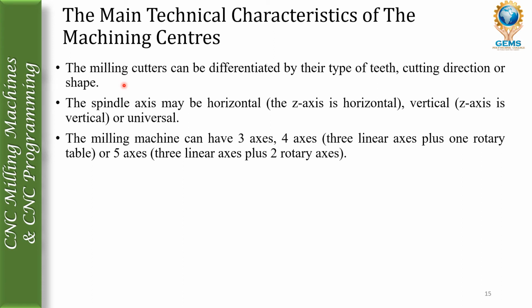And the milling machine can have 3 axes, X, Y, Z, or 4 axes, like 3 linear axes plus 1 rotary table or rotary axis, or 5 axes, for example, 3 linear axes plus 2 rotary axes.